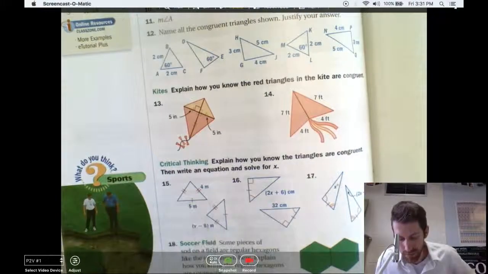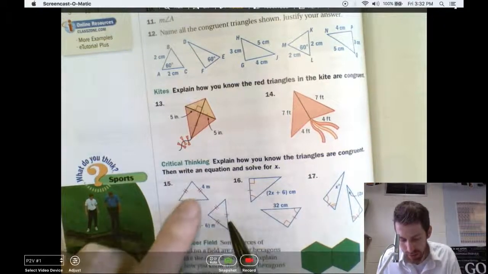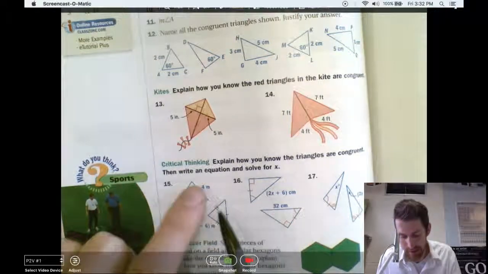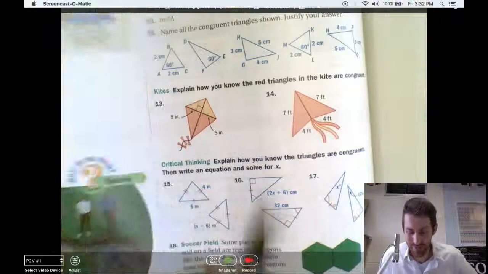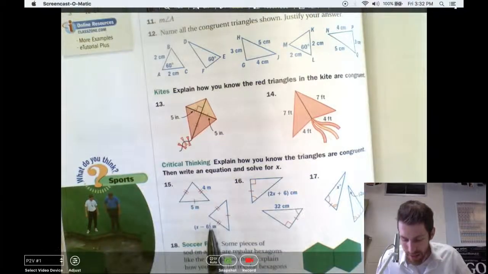So let's look at 15. How do I know these are congruent? Side, side, side. SSS. Okay? That's how we know they're congruent. Now, how can we solve for x?